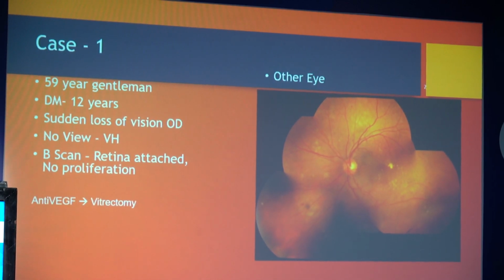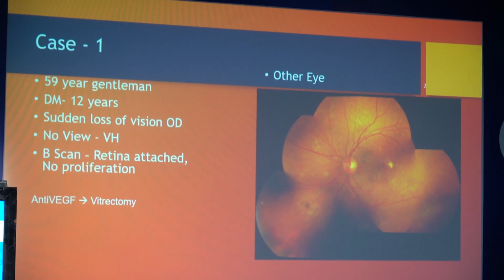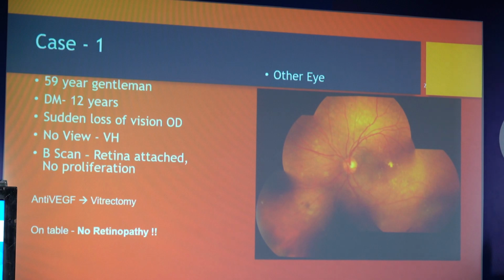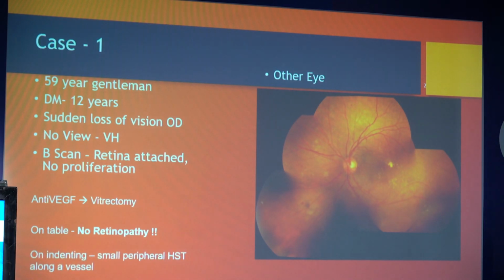So anti-VEGF was given. It was at a time when we were giving it routinely, 5 or 6 years ago. Nowadays we don't give anti-VEGFs routinely for all vitrectomies. Vitrectomy was done, and on the table we found that there was no retinopathy, not a single dot hemorrhage or a microaneurysm in this eye with vitreous hemorrhage. Then we had to indent and see the periphery, and we found a small peripheral HSD along the vessel, which was actually the cause of the vitreous hemorrhage. So it need not always be diabetic retinopathy.